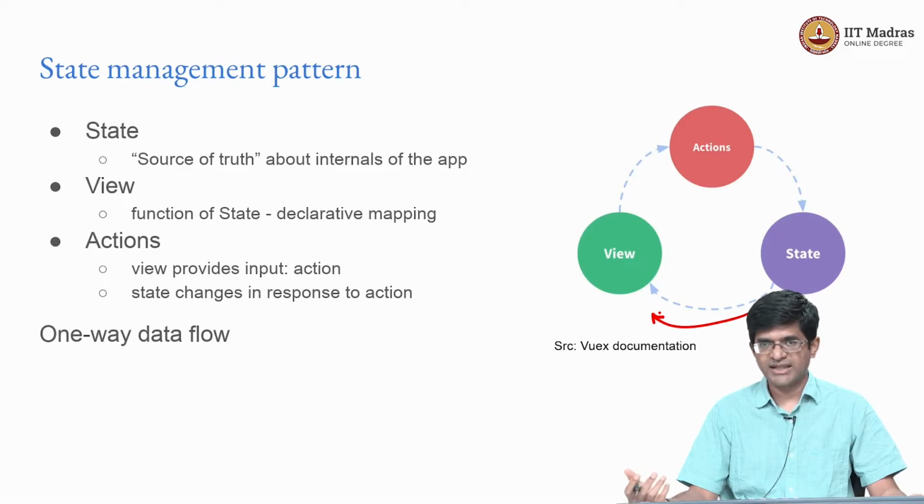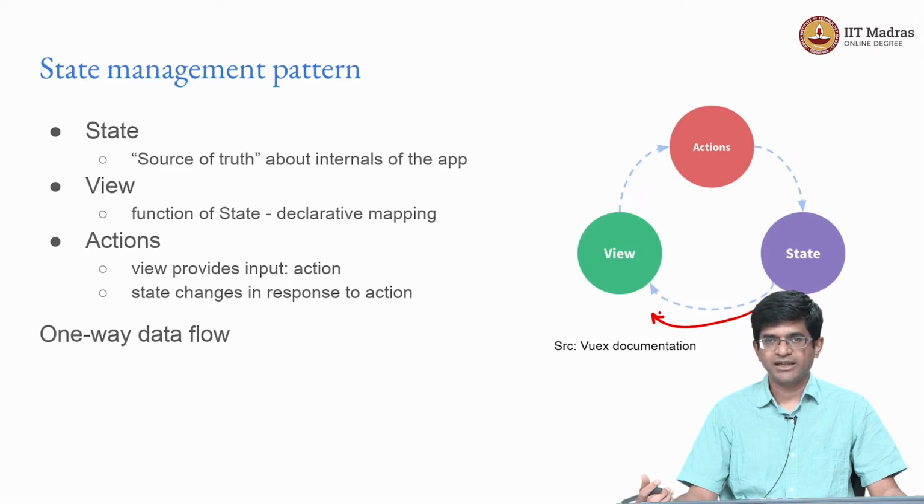So given state and given that function, we can derive the view. Now what can the view do? It's basically a function of the state. It's a declarative mapping between the variables in the state and what appears on the display, whether it be a screen or some other mechanism of interacting with the user.